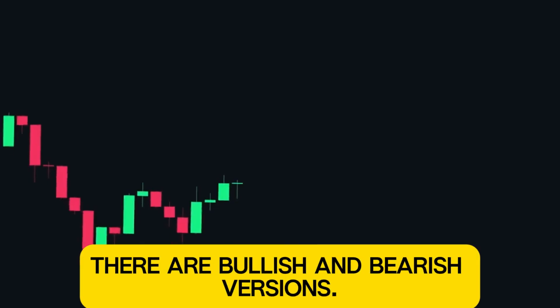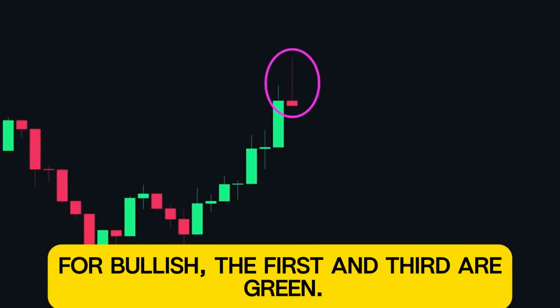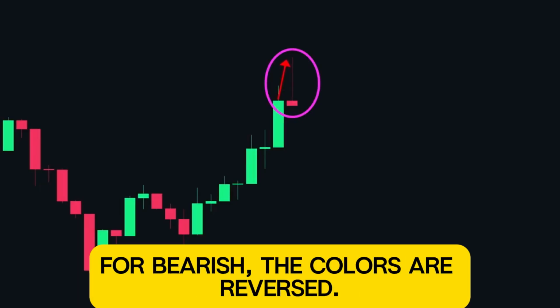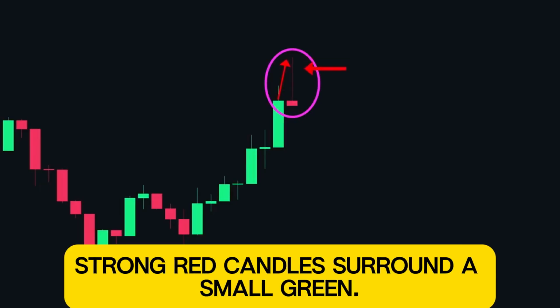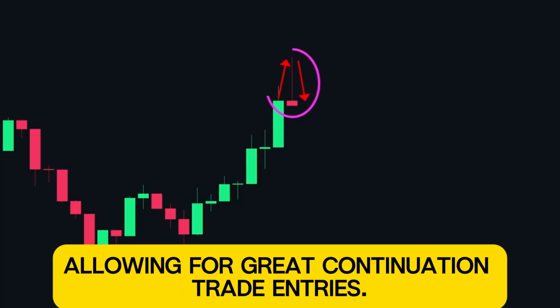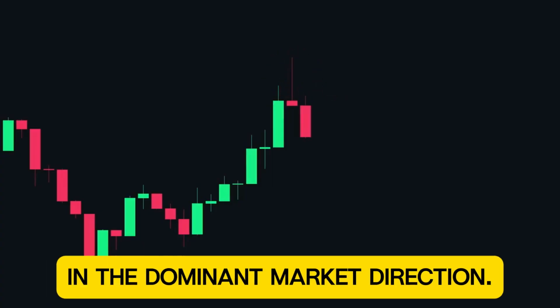There are bullish and bearish versions. For bullish, the first and third are green, with a small red retracement candle between. For bearish, the colors are reversed. Strong red candles surround a small green. Spotting 3-bar continuation signals trend strength, allowing for great continuation trade entries in the dominant market direction.